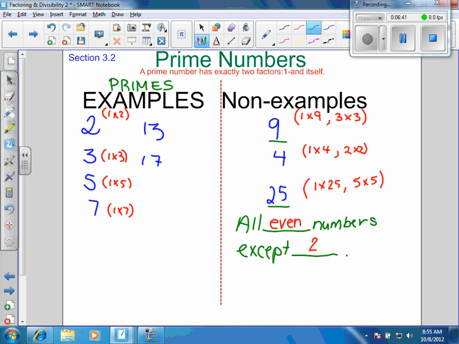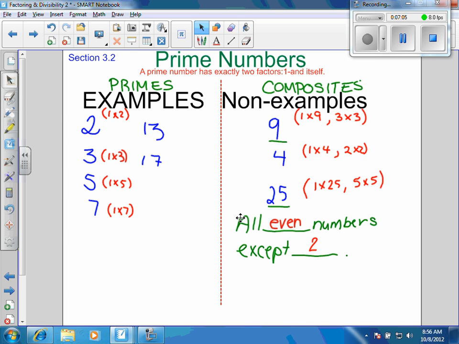And these numbers over here are called composites. So that means they are composed of more than 2 factors. Okay, they can be written out with more than 2 factors, more than one way.